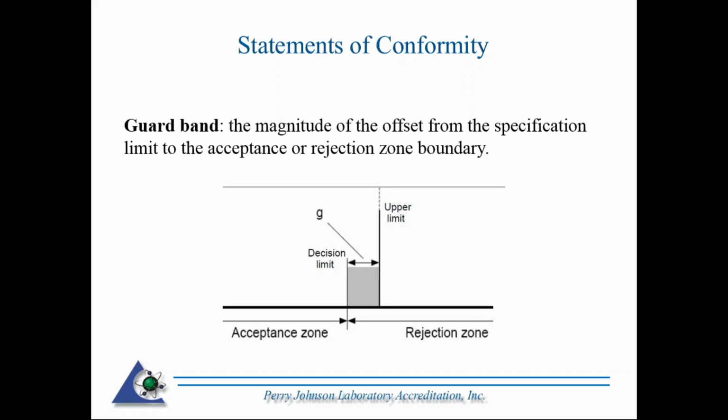Before we get to that, one thing that you hear a lot, a term in association with a decision rule and taking measurement uncertainty into account, is guard banding. Basically, a guard band is the magnitude of the offset of the specification limit to accept or reject the zone boundary. In other words, if you have an upper limit as accepted here as a pass-fail criterion, you expand that out. You give it a little bit of cushion to take into account your decision rule, which typically employs the uncertainty. Hence, you increase the tolerance associated with that specification to incorporate the tolerance plus the guard band.